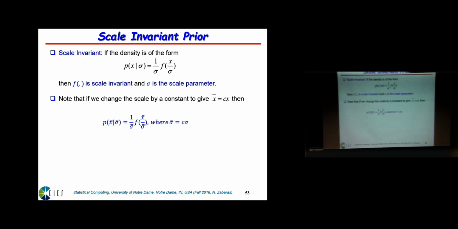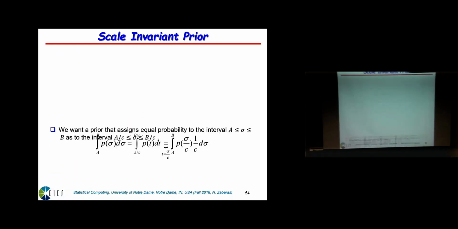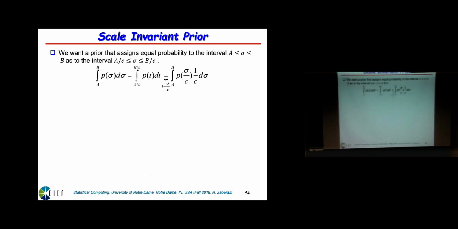The variable I want you to have in mind, thinking of a Gaussian, is the standard deviation, because you remember we have x minus mu divided by sigma squared. So x minus mu is the translation invariant part for the mu, and sigma is for the length scale. If you want to derive the distribution, what you need to say is, I want the probability mass from A to B to be the same as the probability mass from A divided by C to B divided by C, for any C.